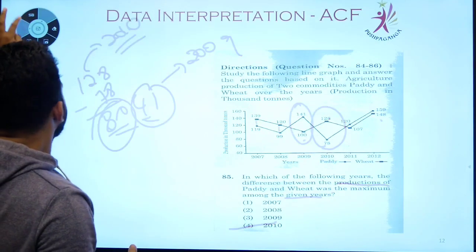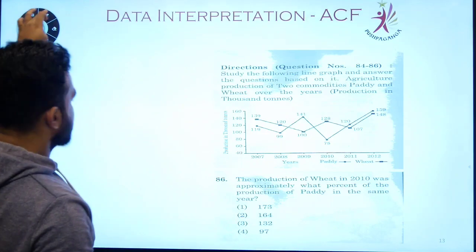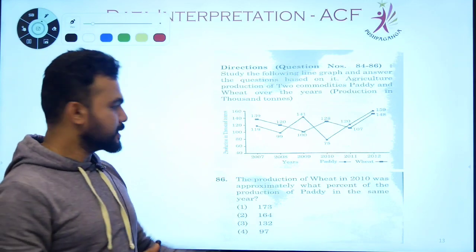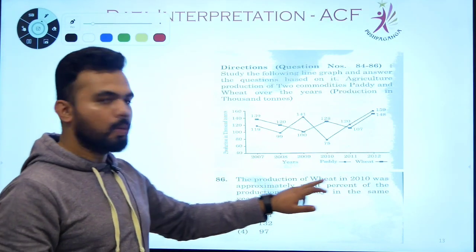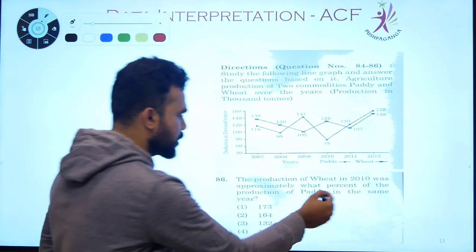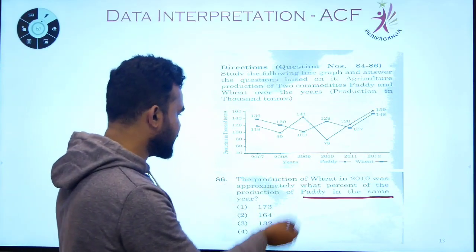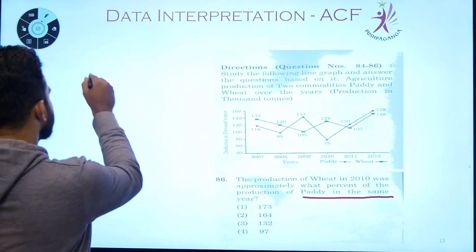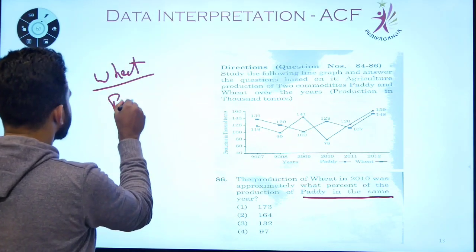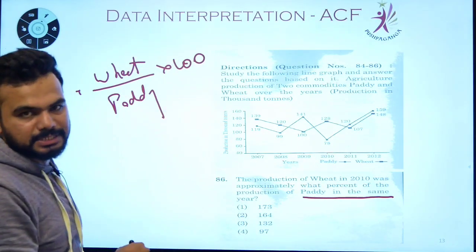Now we go with the next question. He is asking about the production of wheat in 2010. The production of wheat in 2010 was approximately what percent of the production of paddy in the same year? So wheat is to paddy. Production of wheat by paddy, approximately what percentage, into 100?